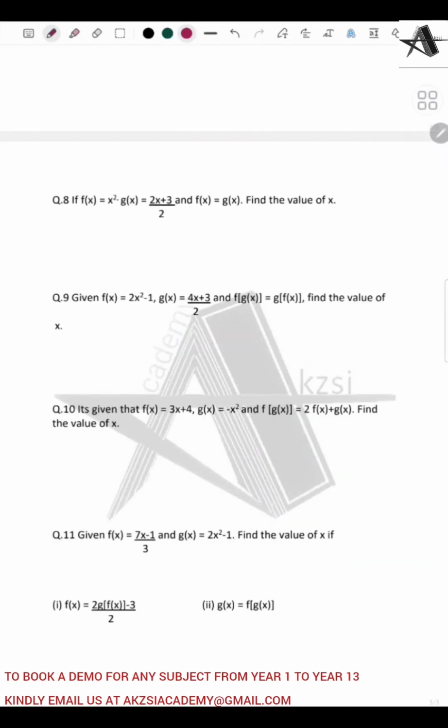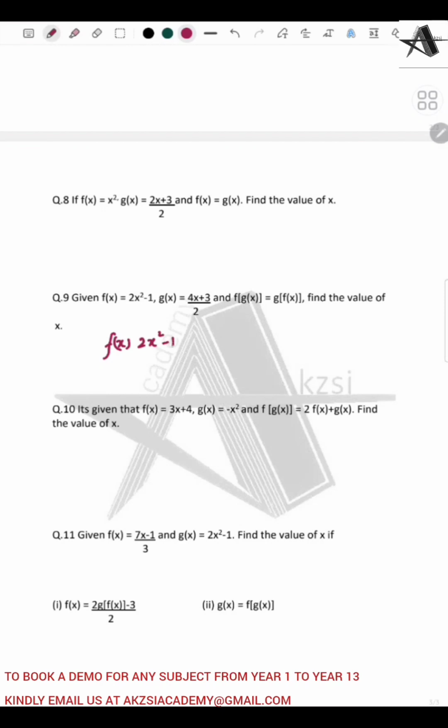Now question 9 says f(x) is 2x squared minus 1 and g(x) is (4x plus 3) over 2. Then f of g(x) is equal to g of f(x), find the value of x. So what I need to do, I need to calculate f of g(x) first. Similarly, saying the same, primary function is f(x), that means I'll write f(x) first.